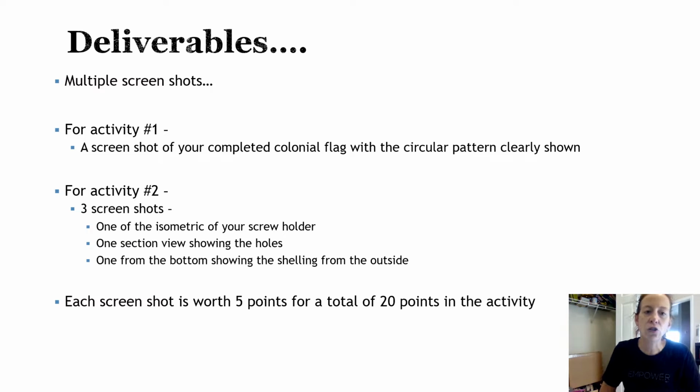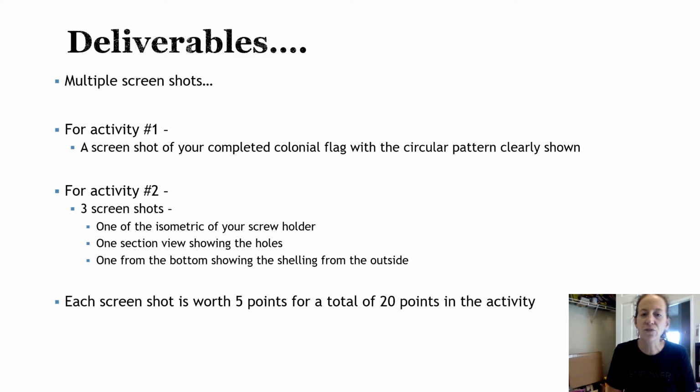So it's going to give us a chance to practice some of our other skills as well. For activity 2, there are 3 screenshots. One, we're going to be making a screw holder, just so you know what we're making. It is going to be an isometric of your screw holder, basically showing that you've got the general idea. And some of the things that we're doing, like lofts and tapered extrusions and shelling, you don't have to produce a lot of dimensions on that to be able to show that you did the activity correctly.